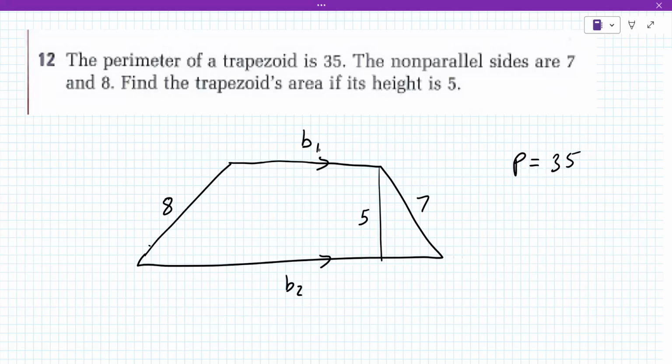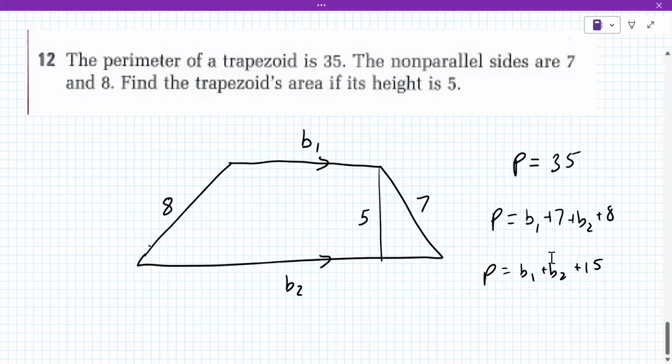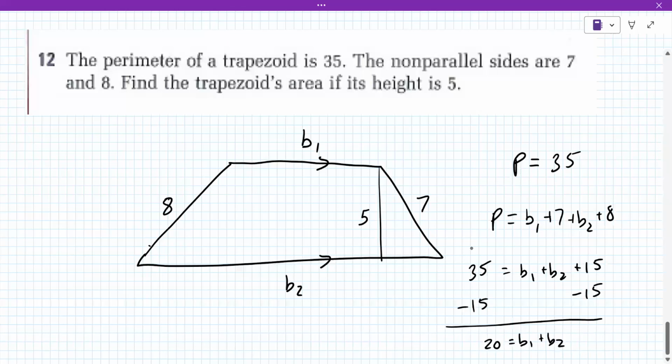Perimeter is all the sides added up. So base 1 plus 7 plus base 2 plus 8. So notice the perimeter is base 1 plus base 2 plus 15. And we actually know the value of the perimeter, right? Perimeter is actually 35, which allows you to subtract 15 from both sides. So the two bases add to 20. Any idea why that might be useful?